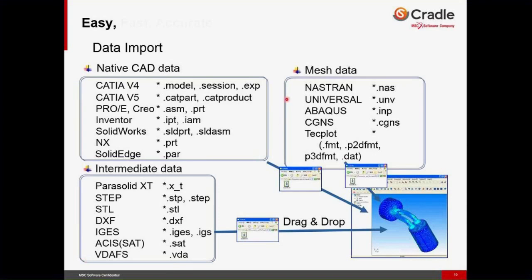Or you might say that you are already doing some kind of CAE simulations and you do have existing meshes. In that case, SCTetra can import Nastran format, universal file format, Abaqus input file, or CGNS, or Techplot formats. And all of these files can be simply dragged and dropped onto our software. So it's kind of a Windows-like operation.